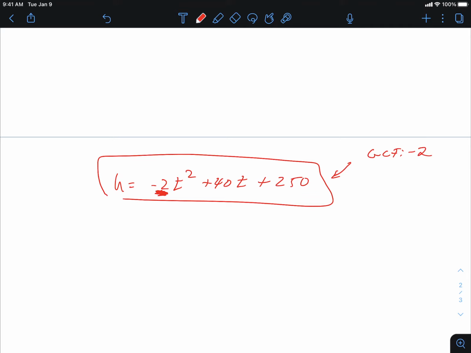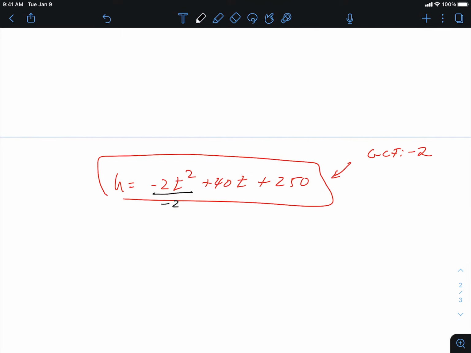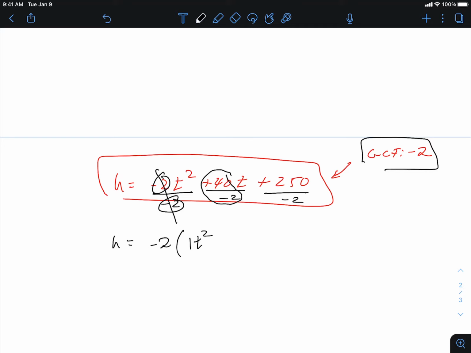So then you ask yourself, okay, what happens when I divide everything by negative 2? Because you said your greatest common factor was negative 2. So you can say, okay, h equals negative 2, I'm going to write that out front. Negative 2 divided by negative 2, that's just 1t squared. 40 divided by negative 2, Bailey, should be negative 20t. And 250 divided by negative 2 is going to be minus 125.